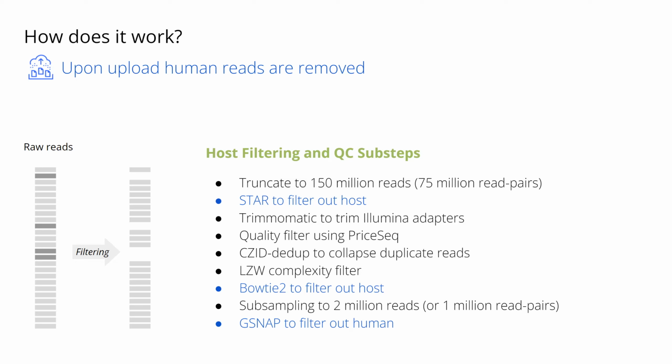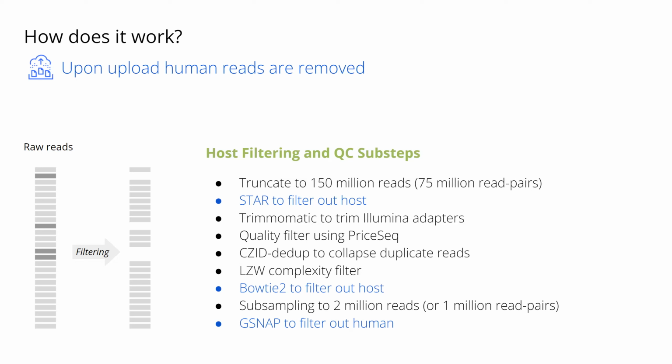Then we use STAR to filter out host reads. We use Trimmomatic to trim Illumina adapters and PriceSeq to remove low quality reads. Then duplicate reads are collapsed using an in-house tool called CZID-dedup. Remove low complexity reads. And then we use Bowtie2 to filter out the host. If there are still more than 2 million reads present at that time, we'll subsample to 2 million, again, to keep the pipeline running quickly during the assembly and alignment steps. And then we use GSNAP to filter out human reads again.